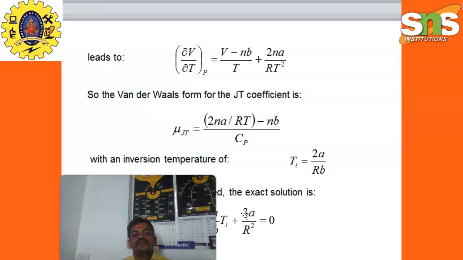leads to dou V by dou T. We can write V minus nb divided by T plus 2na divided by RT squared. So the van der Waals form of the Joule-Thomson coefficient is mu JT equal to 2na divided by RT minus nb, divided by Cp, at constant pressure, with the inversion temperature Ti equal to 2a divided by Rb. If the neglected term is included, the exact solution is Ti squared minus 2a divided by Rb Ti plus 3a divided by R squared equal to 0.